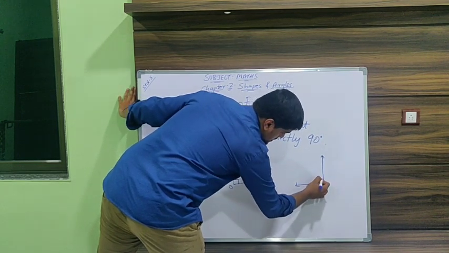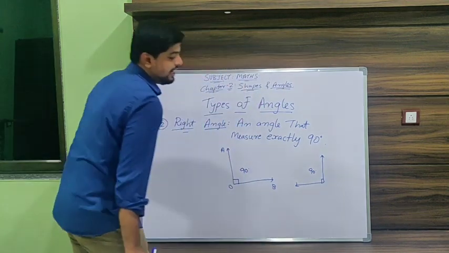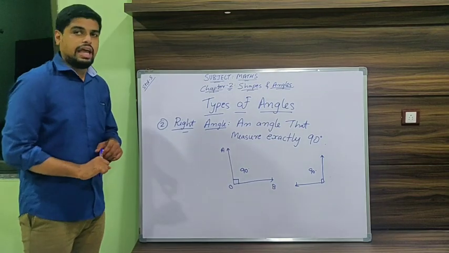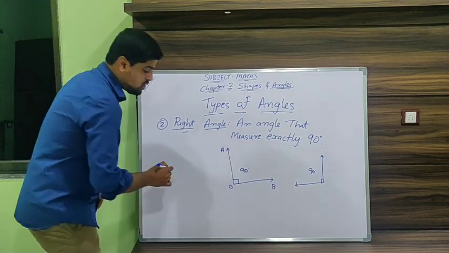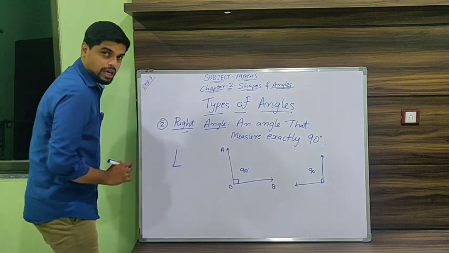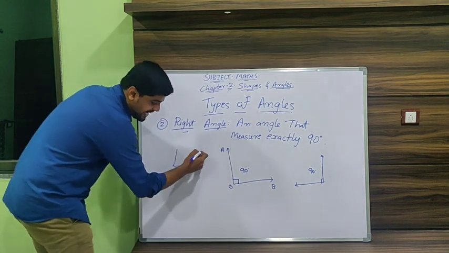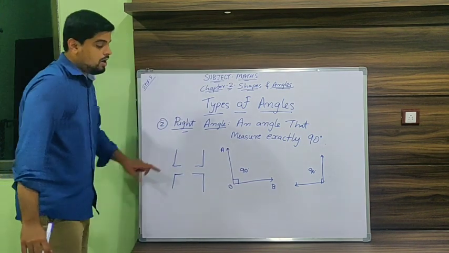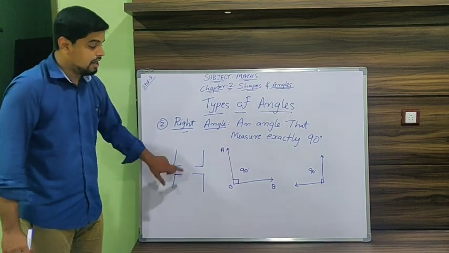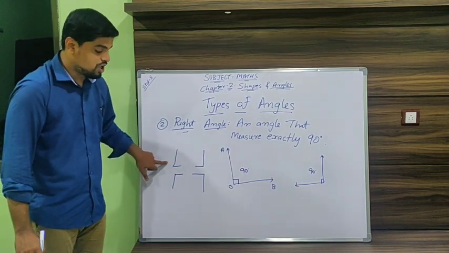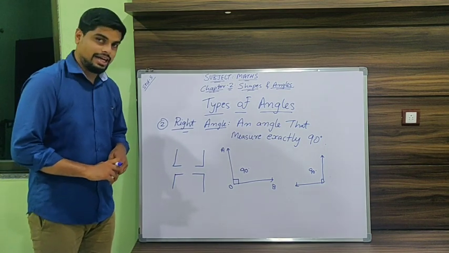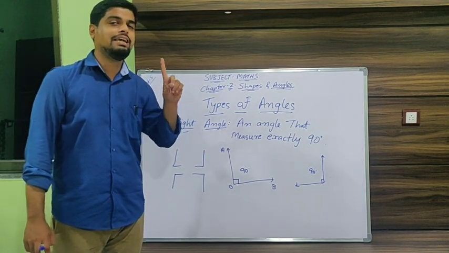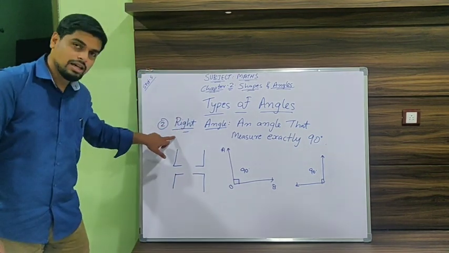If I draw like this, this angle will be 90 degrees and this angle is known as a right angle. If any shape or angle is in the shape of an L, it might be a straight L, a reverse L, this type of L or this type of L, all such angles are right angles, which have a measure of exactly how many degrees? 90 degrees. So remember, the angle which has exactly 90 degrees is known as a right angle.